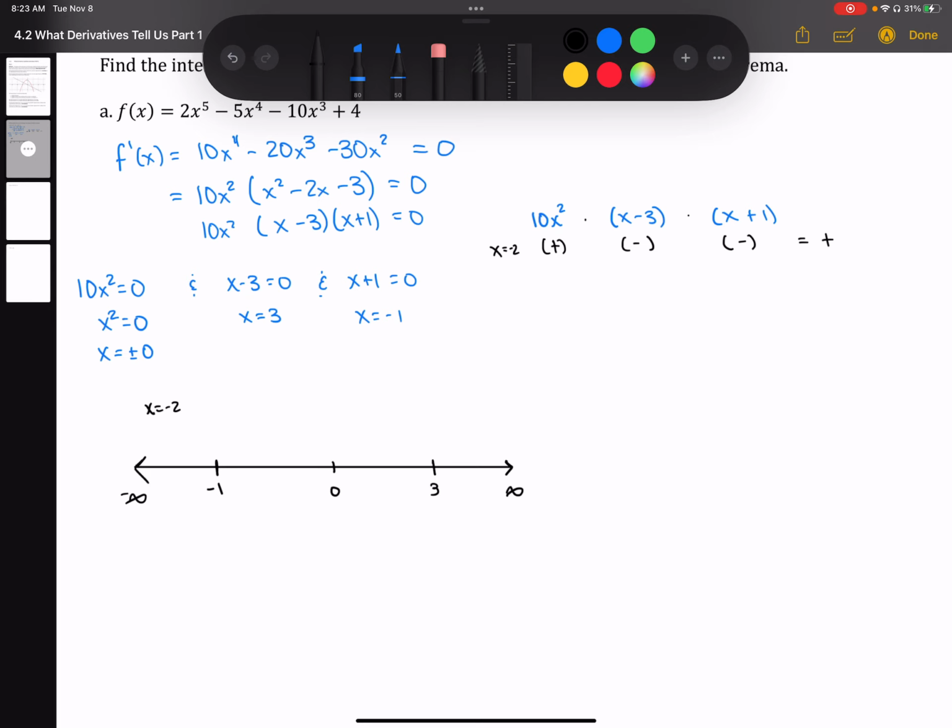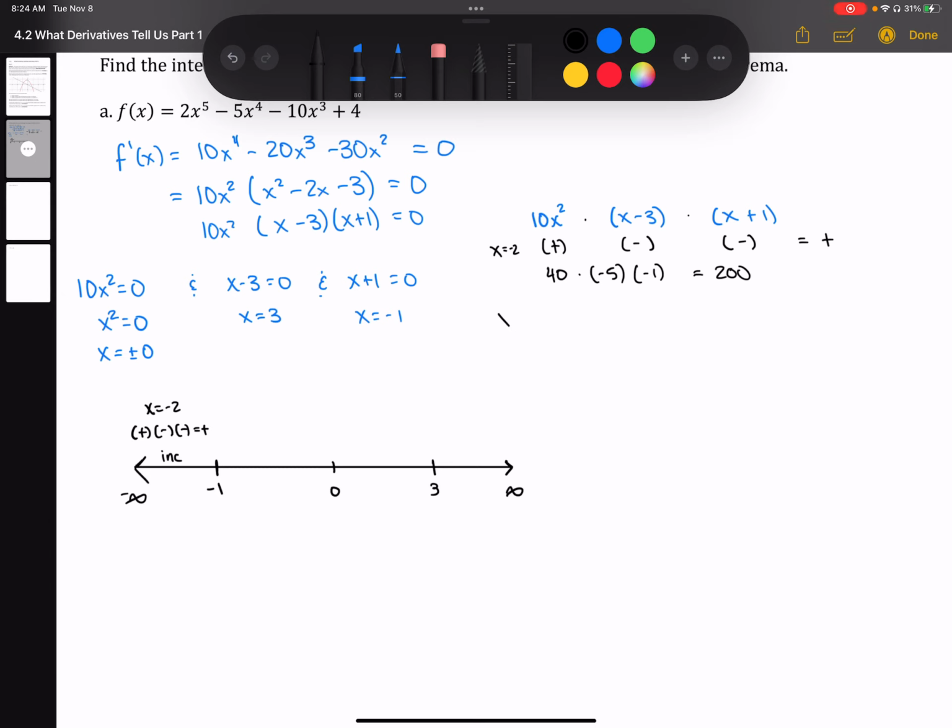Now, for this example, I'll show you exactly what we're doing. So if x is actually -2, -2 squared is 4. 4 times 10 is 40. So what we're really multiplying is 40 times -2 minus 3, which is -5, and then -2 plus 1 is -1. And so that would give us 200. But we don't actually care that the value is 200. We care that the value is positive because it's going to tell us on this entire interval our derivative is positive. So here we're just going to do a positive, a negative, and a negative, and that equaled a positive. So that means that we are increasing on an interval.